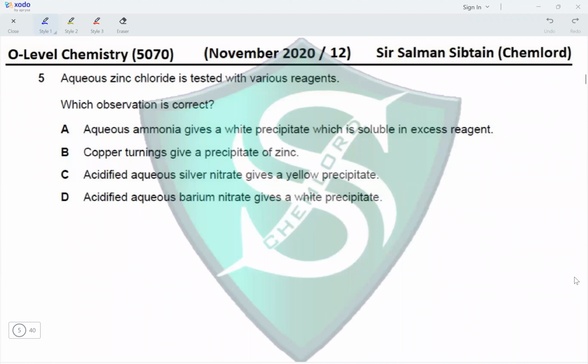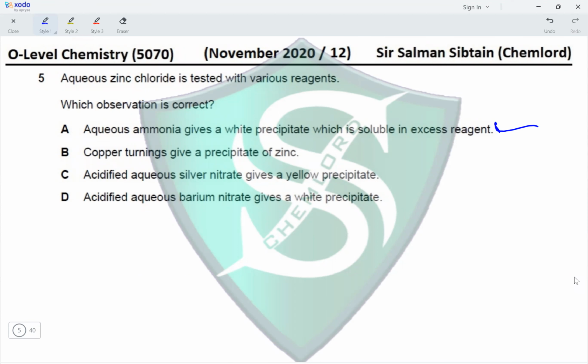Question 5. Aqueous zinc chloride is tested with various reagents. Which observation is correct? Aqueous ammonia gives a white precipitate which is soluble in excess reagent. Yes, a white PPT of zinc hydroxide forms which dissolves in excess to give a colorless solution. This is one of the tests for zinc.